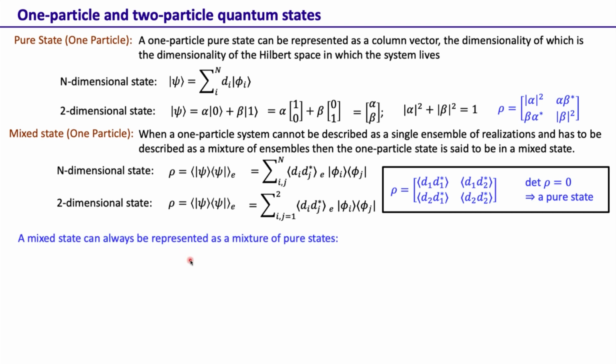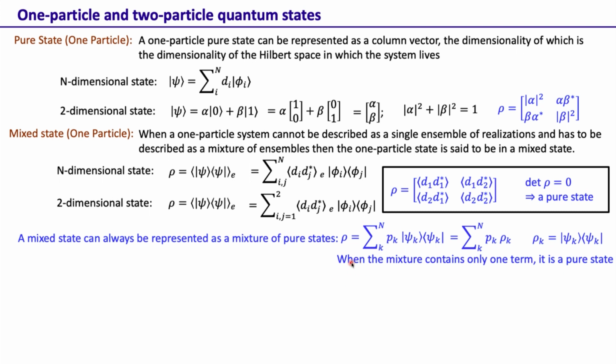Now a one particle mixed state can be represented as a mixture of pure states. For example, this rho, we can always find a basis. For example, this psi is in this phi i basis, but we can always find a basis in which this rho can be represented as a mixture of pure states, or in fact the rho can become diagonal. So we can always find basis states in which rho can be written as a mixture of pure states, like in this manner, where of course these individual density matrices are of the pure state. Now when this mixture contains only one term, then it is of course a pure state.